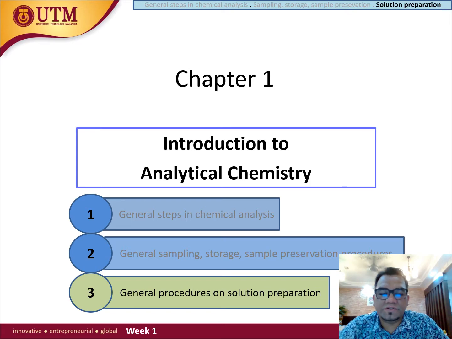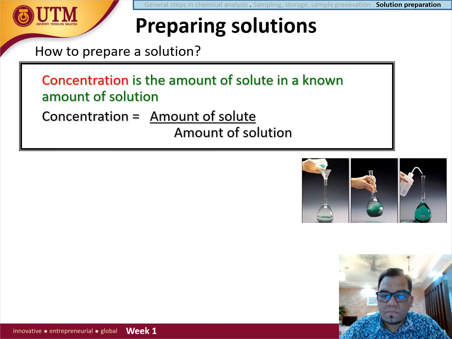Thank you. Congratulations. Okay, for today we will continue for the last part of chapter 1, which is about general procedures on solution preparation. In analytical chemistry, sometimes we need to prepare a series of solutions with different concentrations. For what? Especially the first one is for the calibration of the instrument.